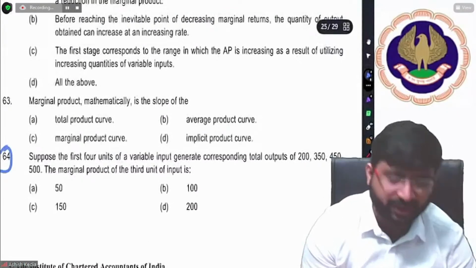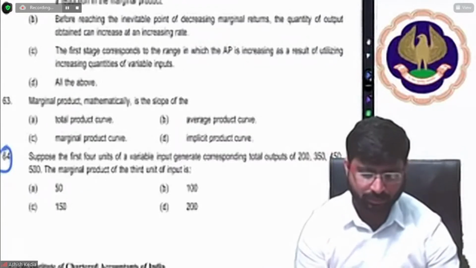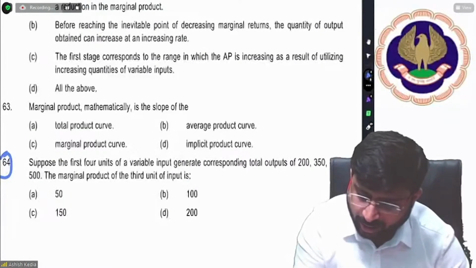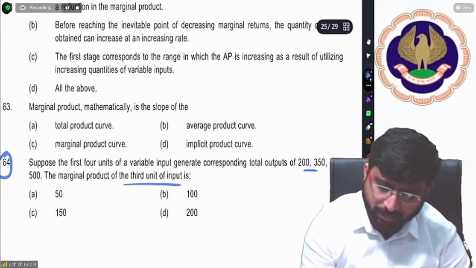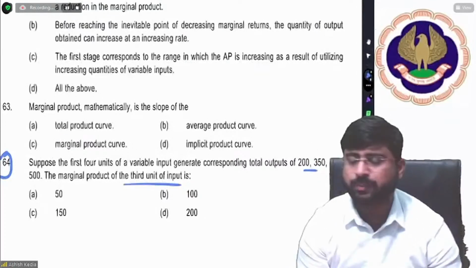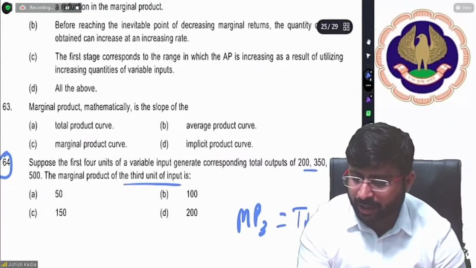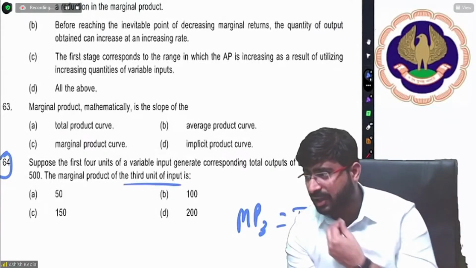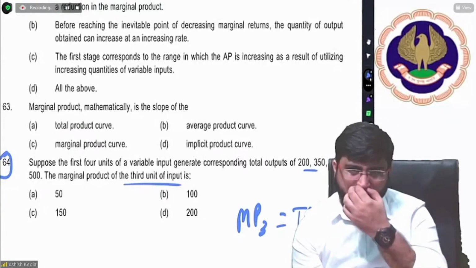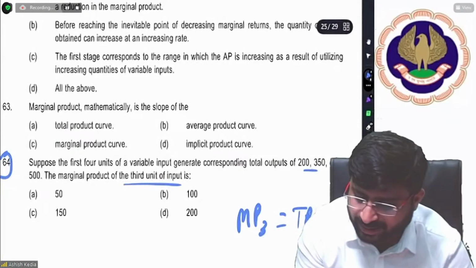Number 64, friends. Suppose the first 4 units of a variable input generate outputs of this. What is the marginal product of the third unit of input? I told you marginal product, I made you write the formula as well. If you check your sheet, you will find the formula: marginal product at any level is total product at that level minus total product at the previous level.